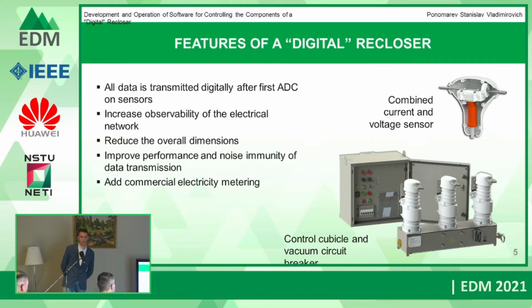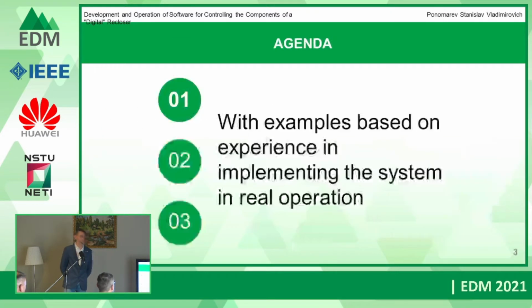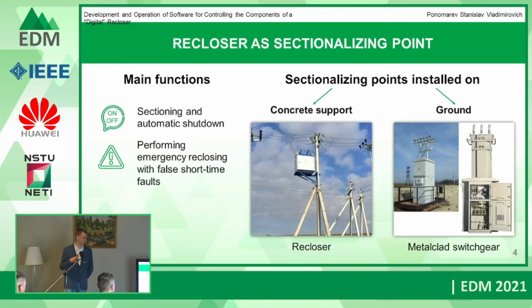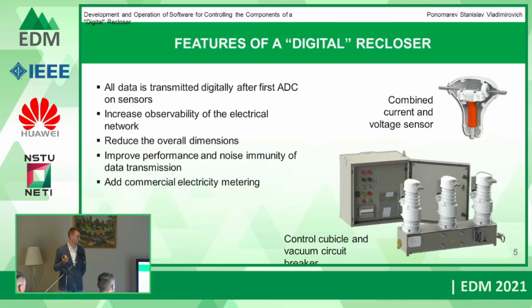So why should we make it digital? There are a few features that digital reclosers have. So what is a digital recloser? It's a recloser within which all data is transmitted digitally. So there is only one analog to discrete conversion in the beginning, on the combined current and voltage sensors. And then the data is transmitted in a digital way by fiber optics to the control cubicle of the recloser.